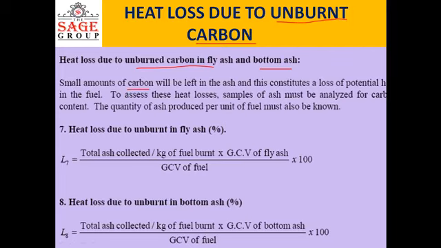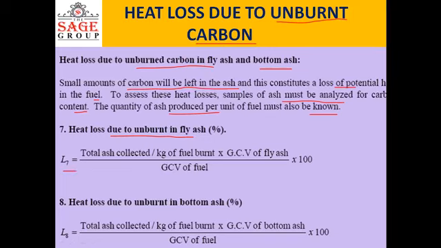A small amount of carbon will be left in the ash, and this constitutes a potential heat loss in the fuel. To assess these heat losses, the ash must be analyzed for carbon content. Whatever the amount of carbon, the quantity of ash produced per unit of fuel must also be known. So, heat loss due to unburned carbon in fly ash, this loss is L7.